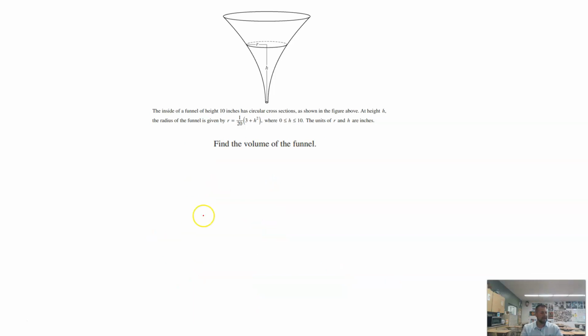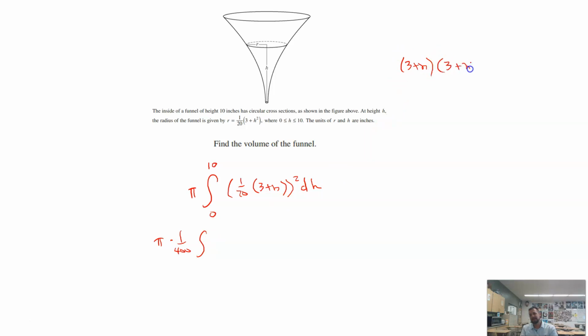Letter B wants us to find the volume of the funnel. In other words, it wants us to take this and revolve it around the x-axis. So I'm going to have pi times the integral from 0 to 10 of 1/20th times 3 plus h squared. Now again, with our calculator, that'd be pretty easy to plug in. But without, I have to square both of these. 1/20th squared is 1 over 400. So I'm going to move that 1 over 400 out front. And then I've got the integral from 0 to 10 of 3 plus h squared. Now 3 plus h squared is 3 plus h times 3 plus h. Well, I guess we could work with it this way. I've got 3 plus h squared.